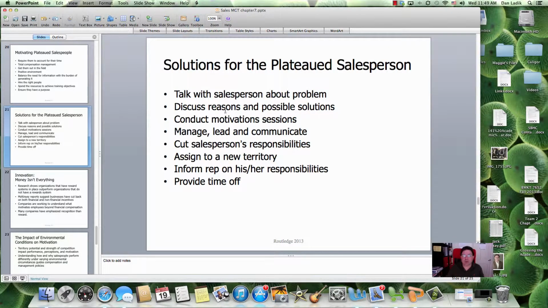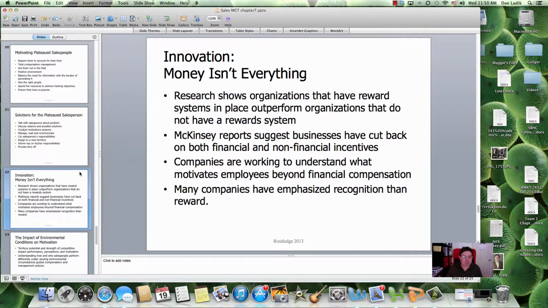Some of these I already just blurted out. Talking to the salesperson, having a nice open two-way dialogue, figuring out some reasons, some solutions, you're doing some training, some coaching. You could cut their responsibilities. You could give them something new and novel, a new territory. Or you provide them a window to recharge their batteries and make sure that they come back fresh.